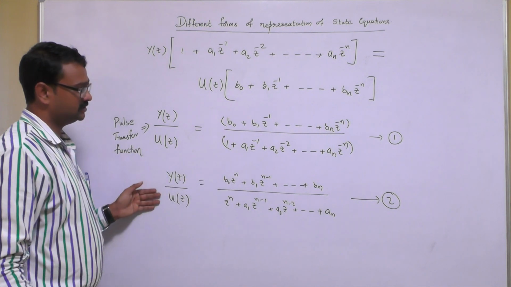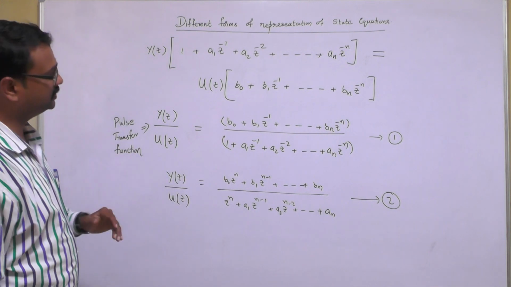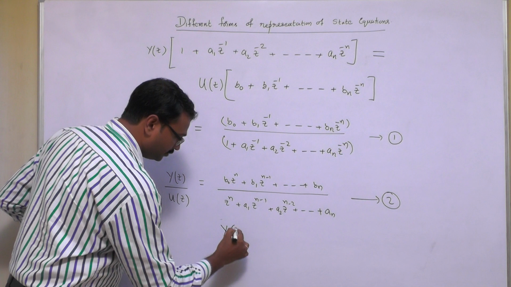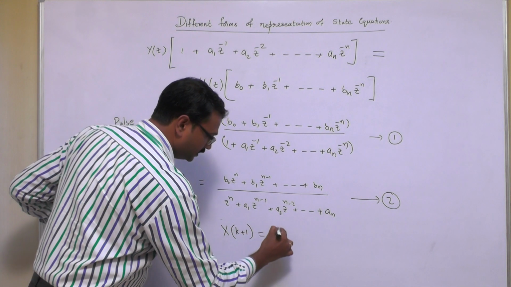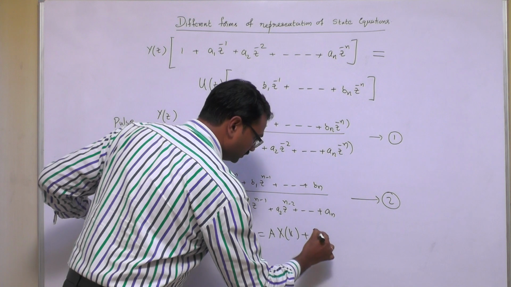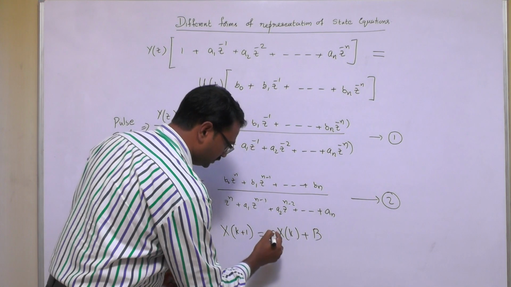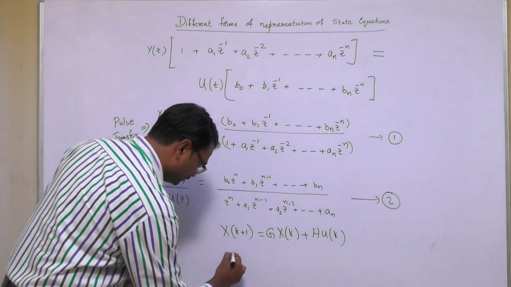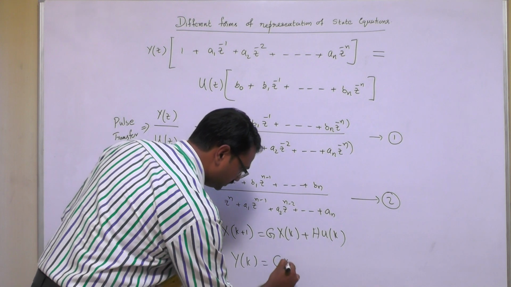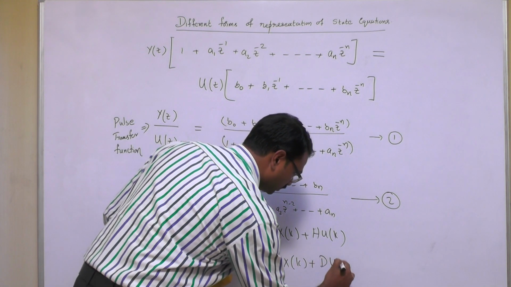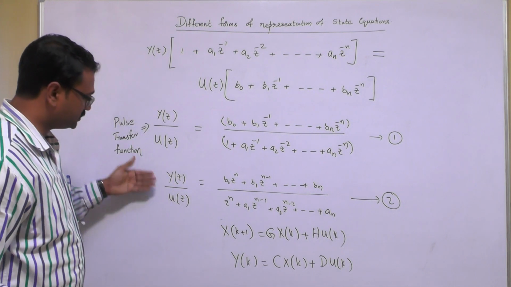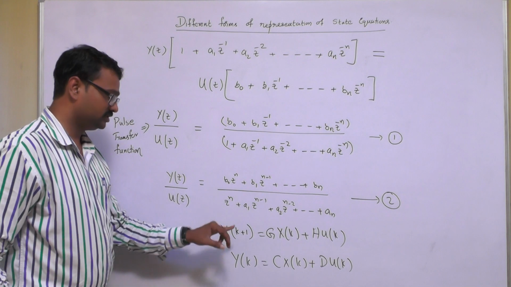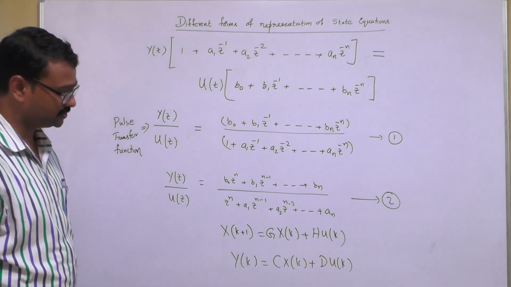Right. So these equations, if you wanted to convert them into state model equations, you wanted to convert them into x of k plus 1 is equal to A x k plus B u k, or we have already used G and H: x of k plus 1 is G x of k plus H u of k, and y of k is equal to C x of k plus D u of k. So this pulse transfer function has to be converted into this form.